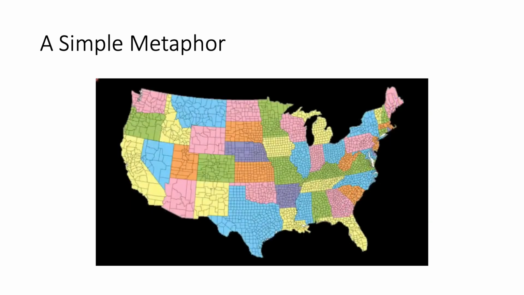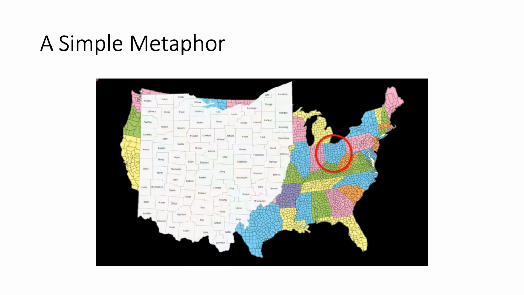So we've come up with a simple metaphor. Pretend you live in Ohio, and they just completed the 2020 census. Out of curiosity, you look at the 2020 census and you notice that 10% of the people in your county have blonde hair. That's interesting.